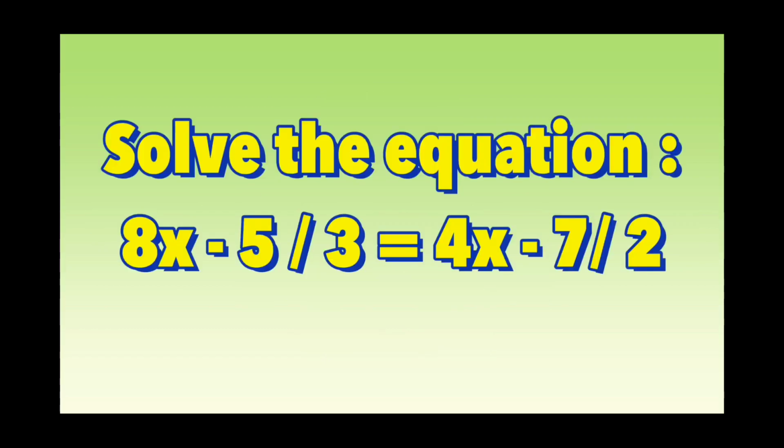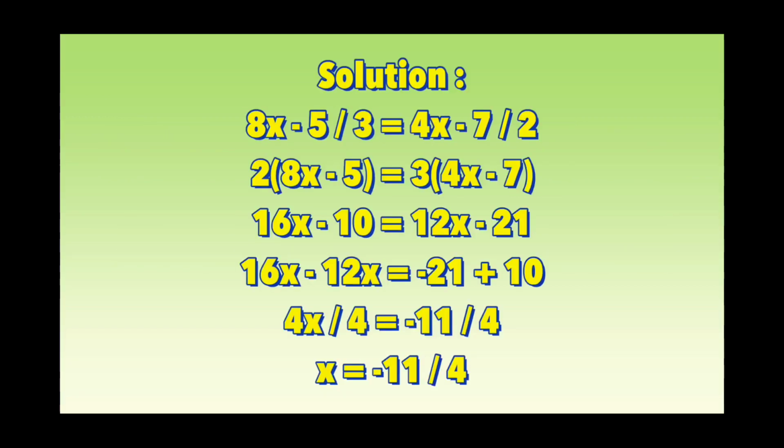Okay, next, number 3 problem. Solve the equation (8x minus 5) divided by 3 equals (4x minus 7) over 2. Our solution, first we're going to copy the given equation, (8x minus 5) over 3 equals (4x minus 7) over 2. And the second step that we're going to do is cross multiplication: 2 times (8x minus 5) and 3 times (4x minus 7).